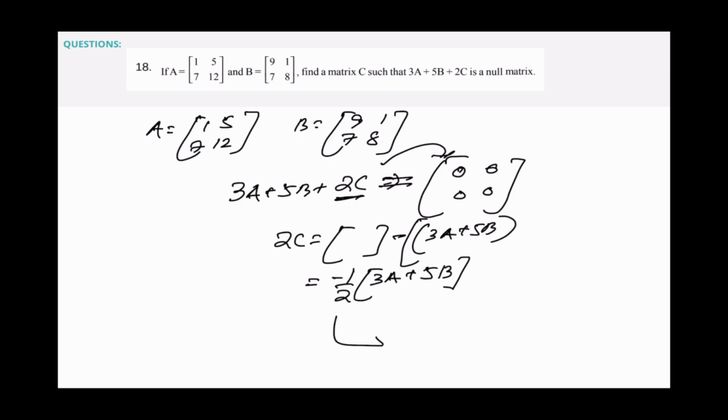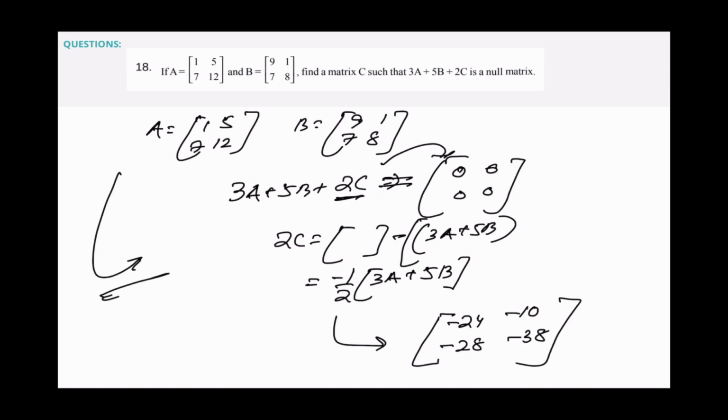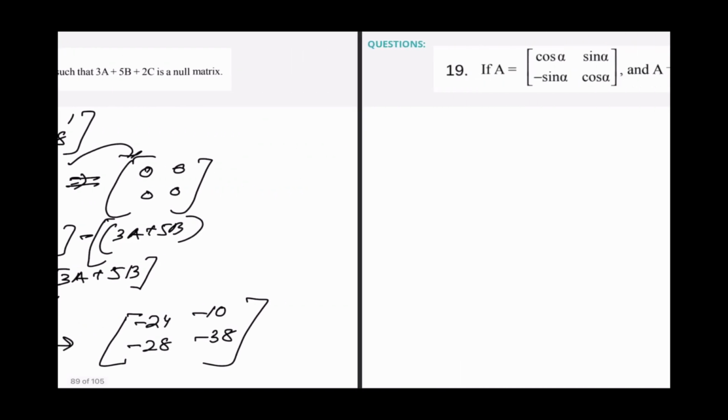First find 3A, find 5B, and then directly you can get the answer. Nothing is there in this question. I'll put the answer for you. So do solve it. If you have doubt, do tell me, okay? So minus 24, 28, minus 10 and minus 38. Now in the comment section, do tell me if you got the correct answer for question number 18 or not. If not, do tell us. We'll try to solve it and show it.